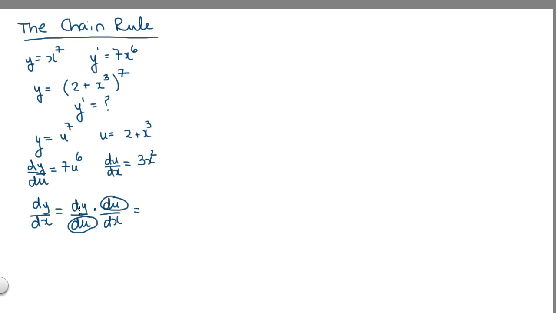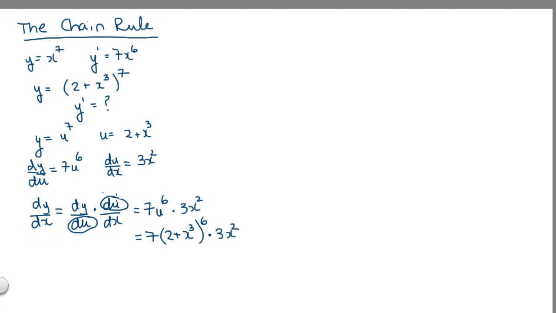Now if we look back to our previous line, dy by du was 7u to the 6, and du by dx was equal to 3x squared. So if we rewrite our answer now completely in terms of x, remember that u really was the function 2 plus x cubed. So we could rewrite this as 7 times 2 plus x cubed, all raised to the power 6, and then that's times 3x squared. So this process here is one way of getting the derivative, finding y prime.